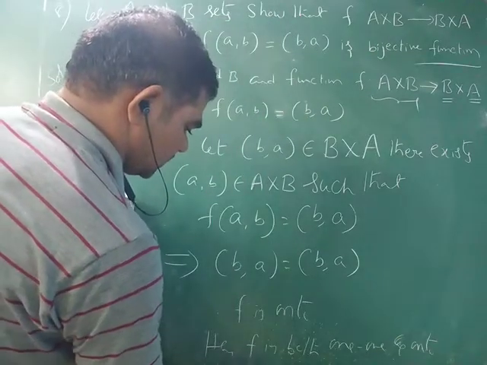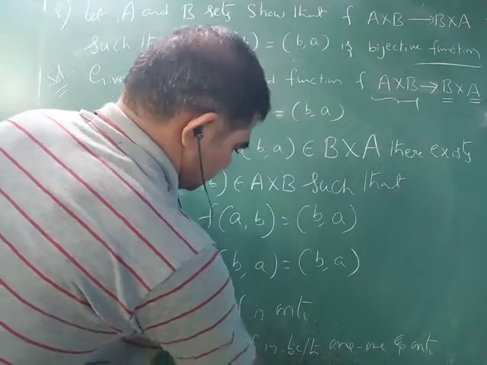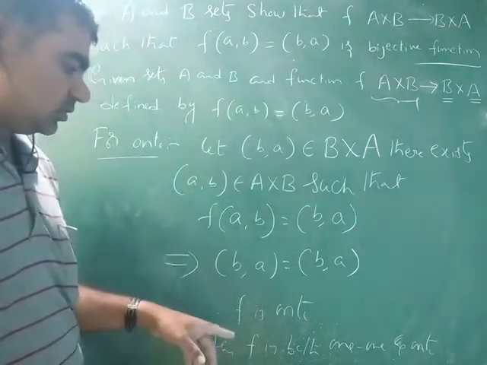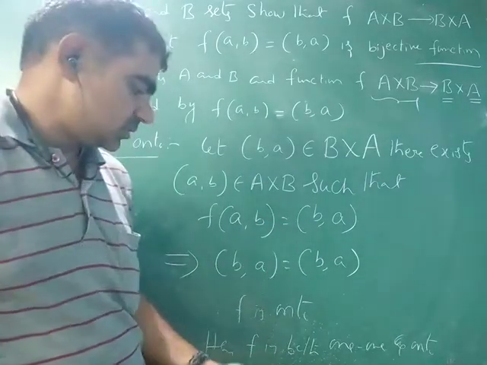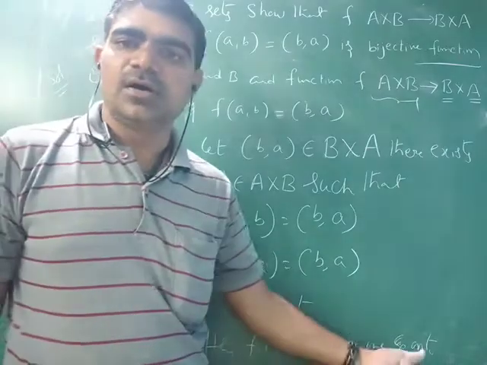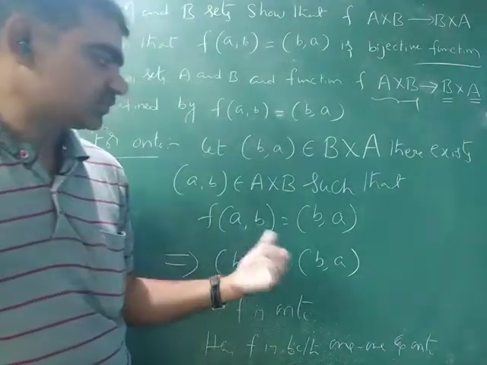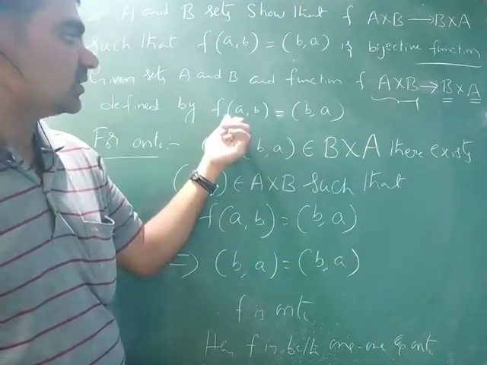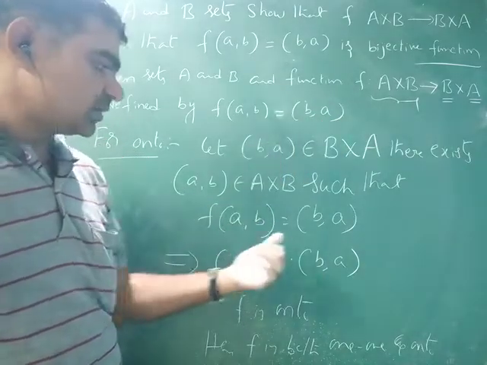So f is what? Bijective. We proved f is one-one, and onto also we proved. So f is both one-one and onto. Hence f is bijective. We got the same. f of (a, b) equals (b, a). According to the given definition, you should take f of (a, b) as (b, a). So (b, a) equals (b, a).